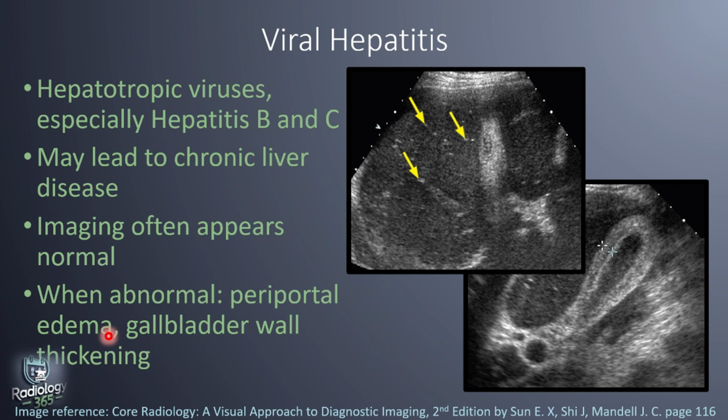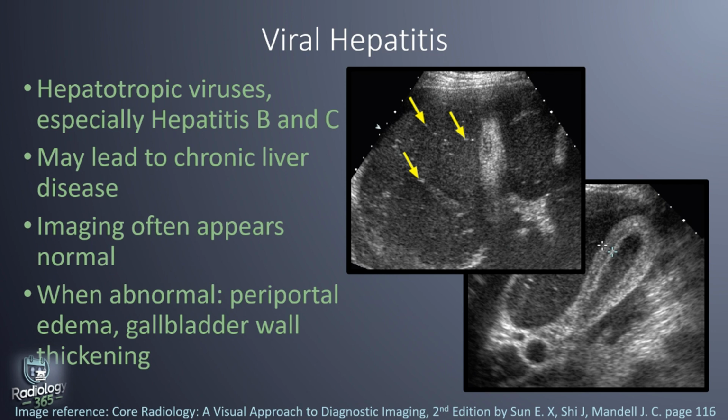Most of the time, imaging doesn't show anything unusual. The liver can look completely normal. But when there are imaging findings, the most common ones are periportal edema, where on ultrasound you would get a starry sky appearance due to the portal triad appearing bright. On CT or MRI, you might see fluid around the portal vein. Gallbladder wall thickening or edema can also show up.